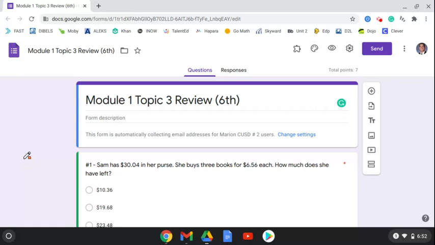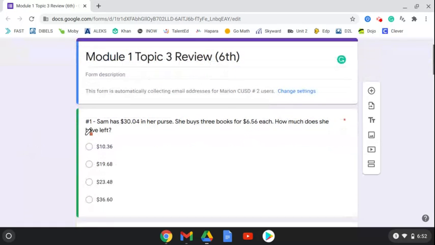Okay, I'm here in Module 1, Topic 3, Review Form. The first one says that Sam has $30.04 in her purse. She buys 3 books for $6.56 each. How much does she have left?